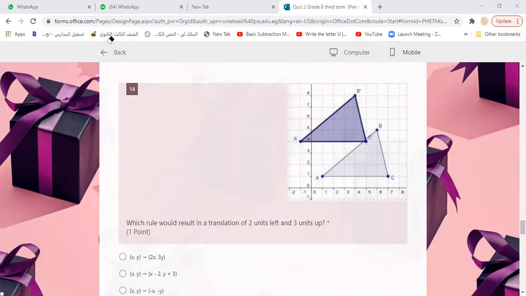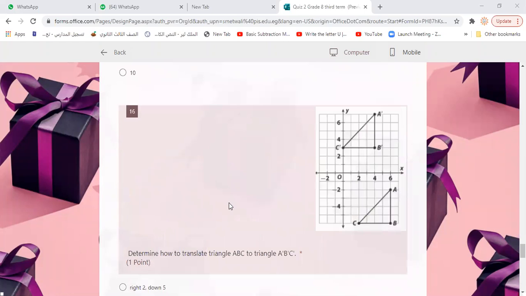The last question in this quiz, we're talking about determining how to translate the triangle ABC to the triangle A prime, B prime, C prime. So this is the first triangle and this is the image. We want to compare first where is the original point and where is the image. So the triangle moves up, right? And we have to calculate now whether A moves to the right or to the left. For sure, it moved to the left side.